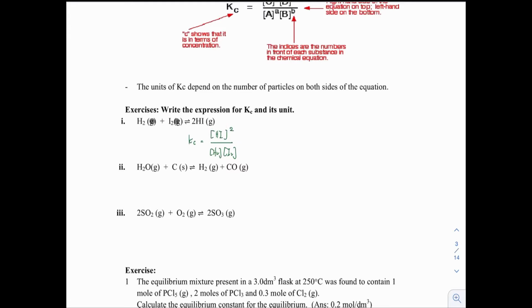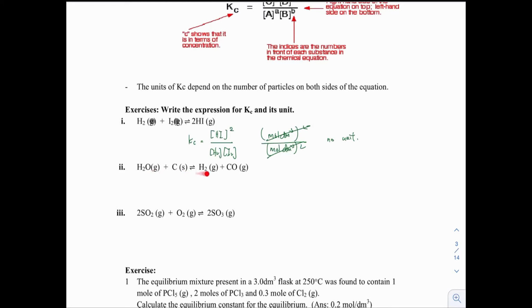To look for the unit, since there are 2 concentration terms on top, it will be mole per dm cubed, squared. Over here, there are 2 concentration terms as well, so it will also be mole per dm cubed, squared. Hence, the two units cancel off and therefore there is no unit.